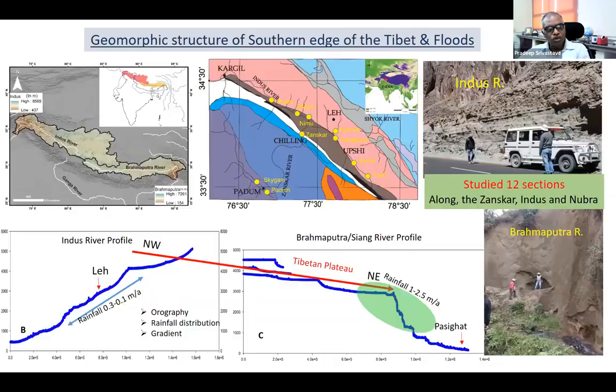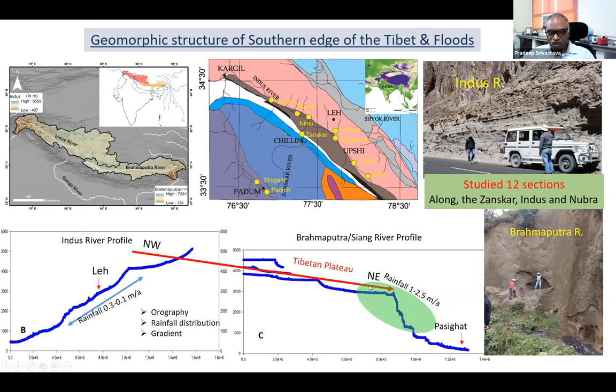Okay. So now I'll give you a few examples from the two major river systems, the Brahmaputra that drains towards the east, and the Indus that drains towards the west. This is the southern edge of Tibet and beyond the northern front of the Himalaya. You see, this is the longitudinal river profile of the Indus, and this is the longitudinal profile of the Brahmaputra, or the Tsangpo, right? Because these two river systems overlap each other, if we join these two river profiles side by side, what we see is the Tibetan part in the Indus lying somewhere around 5,000 plus meters, whereas the Brahmaputra part actually goes down to somewhere around 3,000 meters above sea level.